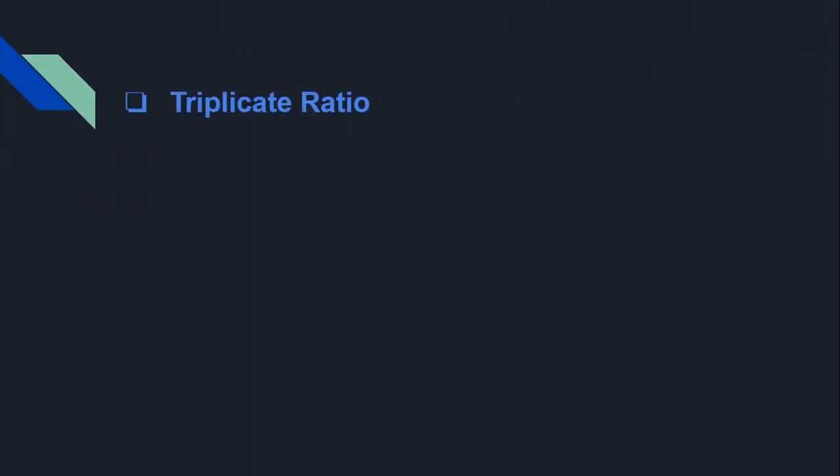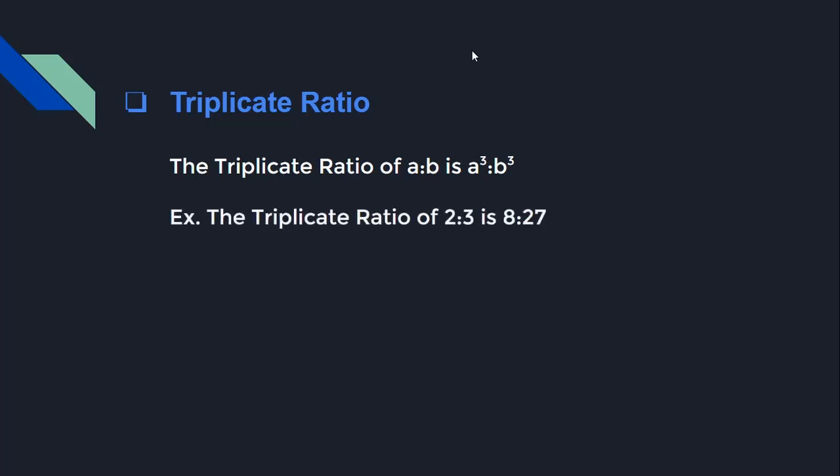Next, triplicate ratio. The triplicate ratio of A is to B is A cube is to B cube. For more easiness, let's see its example. The triplicate ratio of 2 is to 3 is 8 is to 27. In the triplicate ratio, we will take the cube of the first term and the second term. So, here A equals 2, B equals 3. Now, we will take the cube of A and B. Therefore, A cube equals 2 cube which is equal to 8, and B cube is equal to 3 cube which is equal to 27. So, 8 is to 27 is the triplicate ratio of 2 is to 3.